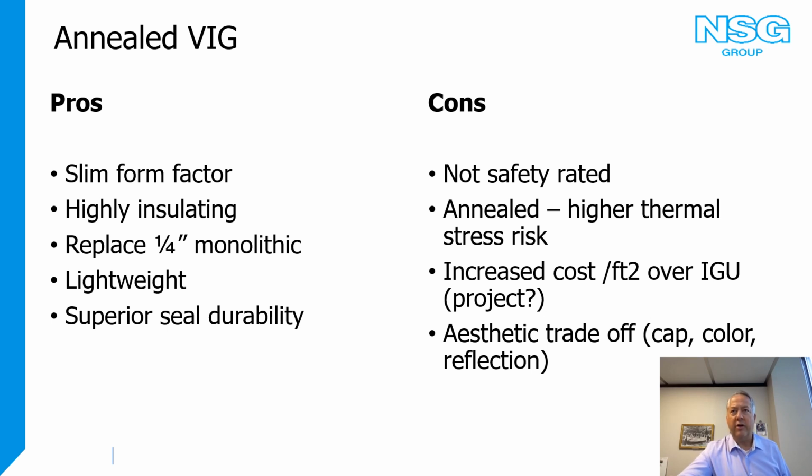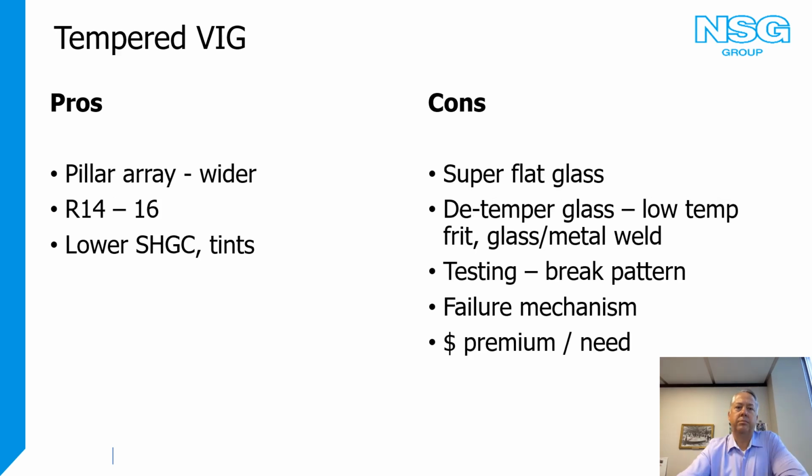And then there are definitely some aesthetic trade-offs in terms of the little cap that's in the corner. Compared to a regular monolithic piece of glass, you get a little bit more reflectivity. There's a low E on there, so there's maybe a little bit of color that comes into it. But that comes with any sort of high performance product. You're going to have to look at the trade-offs between the aesthetics and performance and make sure it's a fit for the building.